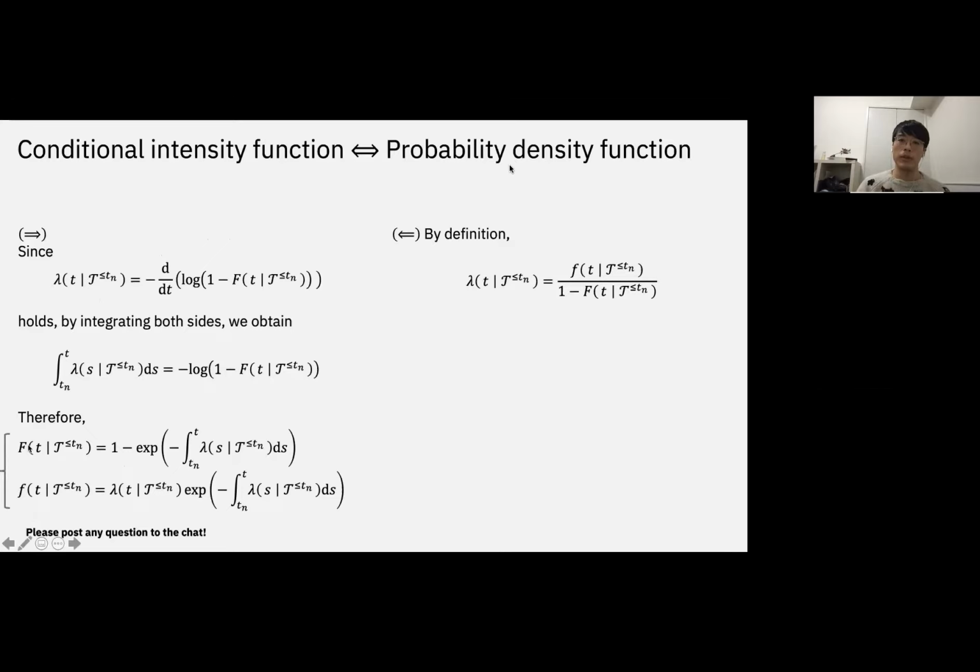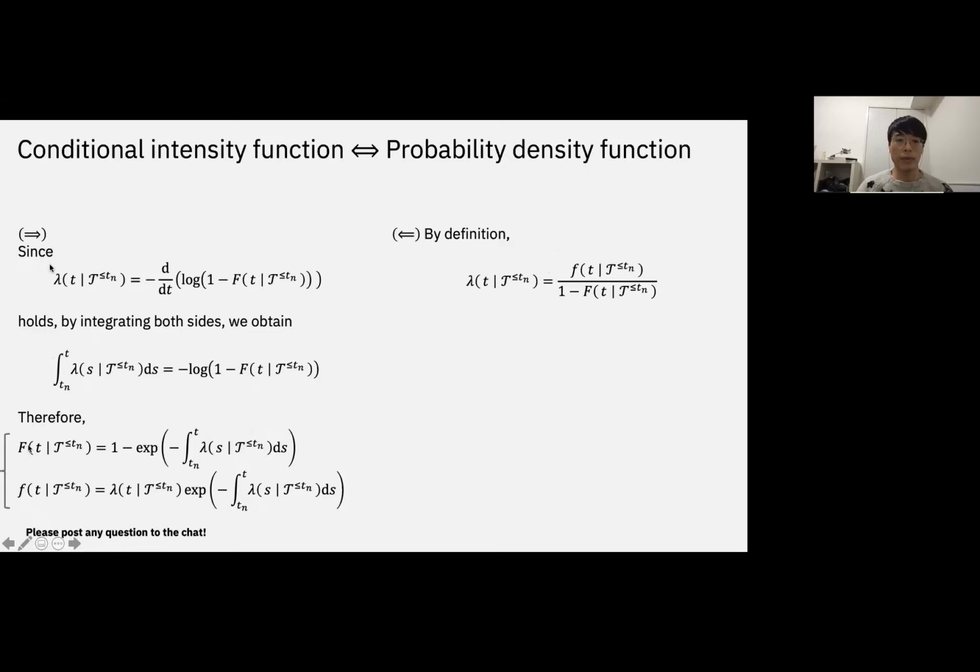So from probability density function, deriving a conditional intensity function is easy because, by definition, the conditional intensity function is represented by the probability density function. And for the other direction, the proof is quite simple, so I'm going to go through it.